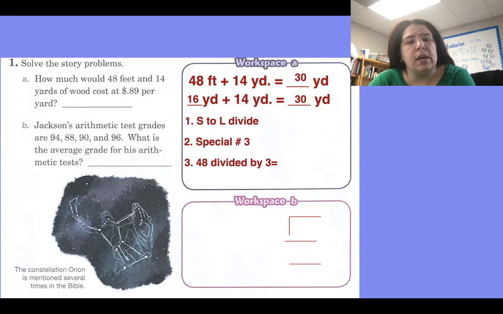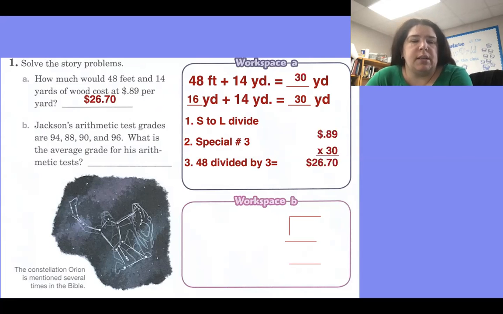The question says, how much would 48 feet and 14 yards of wood cost at 89 cents per yard? So we have 89 cents for each of those yards. How many yards? 30 yards. We need to multiply. 89 cents times 30 yards equals, okay, we're going to put the 0 down because you don't need to multiply by 0. And then you're going to multiply by 3. You're going to get $26.70. Okay, put that on your line and you move on to the next one.